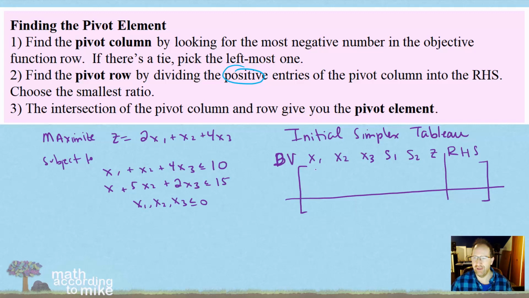And then the coefficients of that row would be 1, 1, 4. You would have 1 s1. In that row, you would have no s2. There's no z. And your right-hand side is 10.